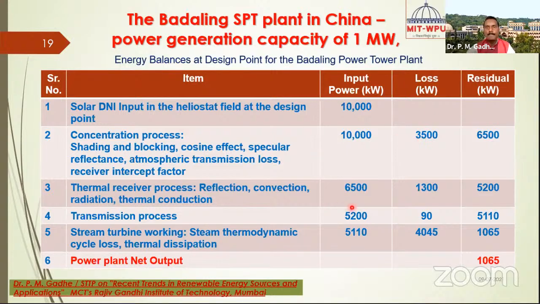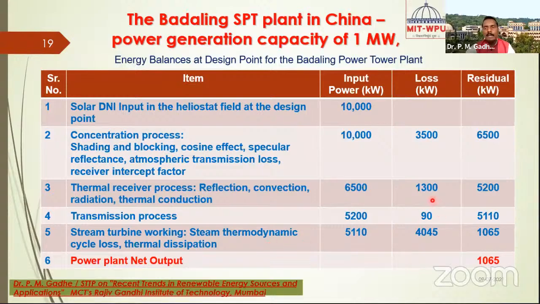So this is the actual case, the actual values of the Badaling SPT plant. The optical losses are around 3500 kilowatt, so the residual is 6500 kilowatt. Then at the receiver position, there are some losses: reflection losses from the receiver, convection losses, radiation losses, and thermal conduction losses. Combining all these, it is around 1300 kilowatt, and the residual remaining is 5200 kilowatt. So again, transmission losses.